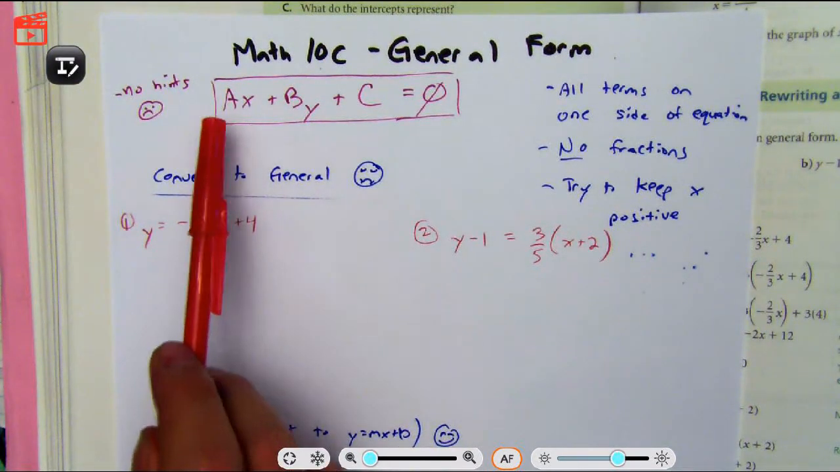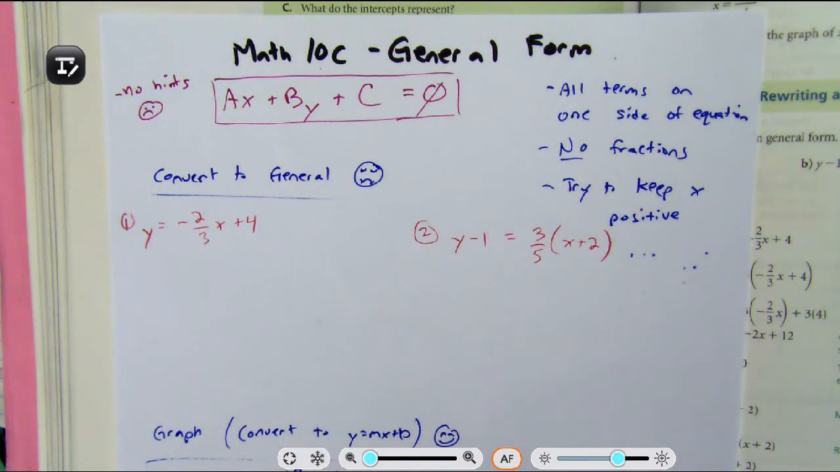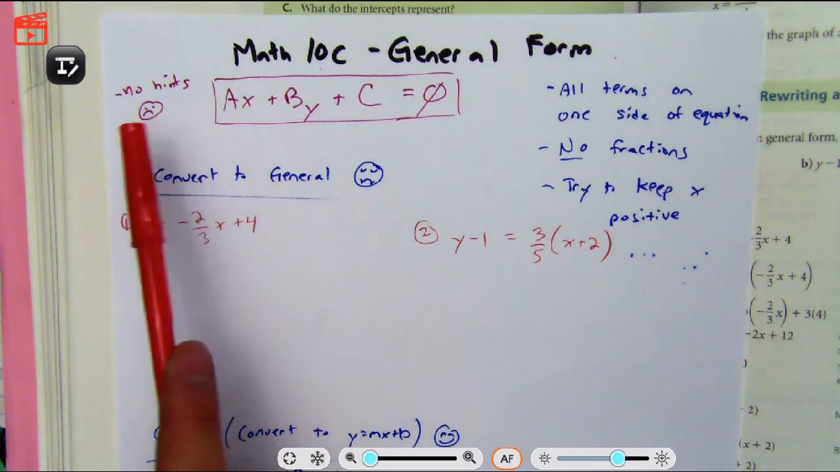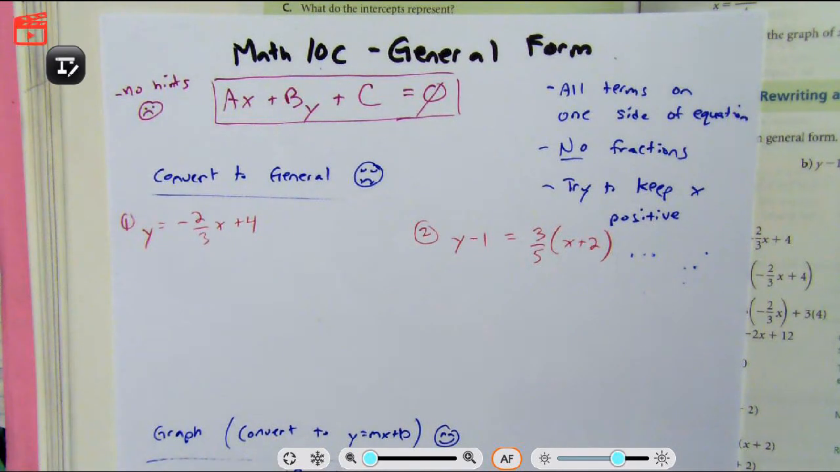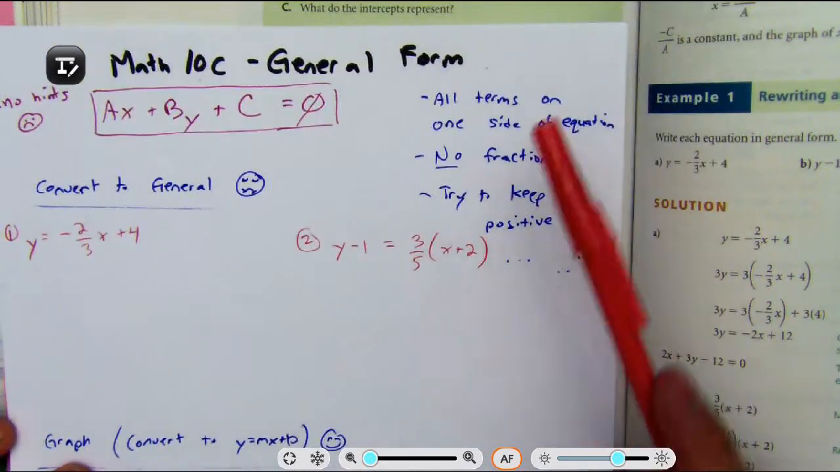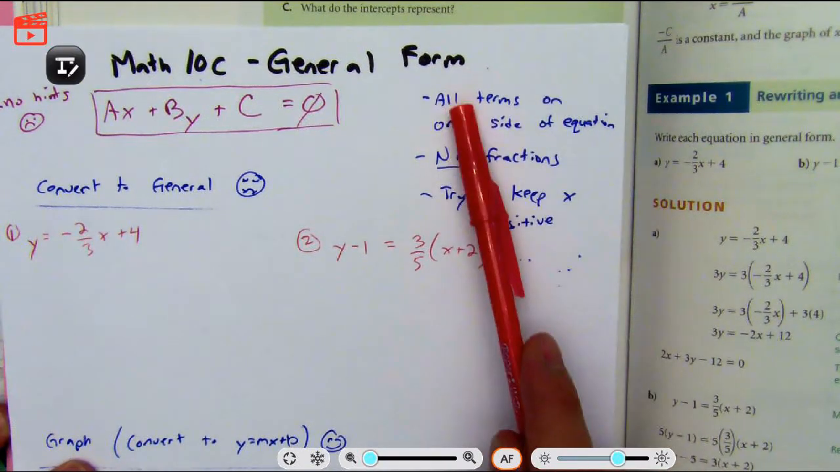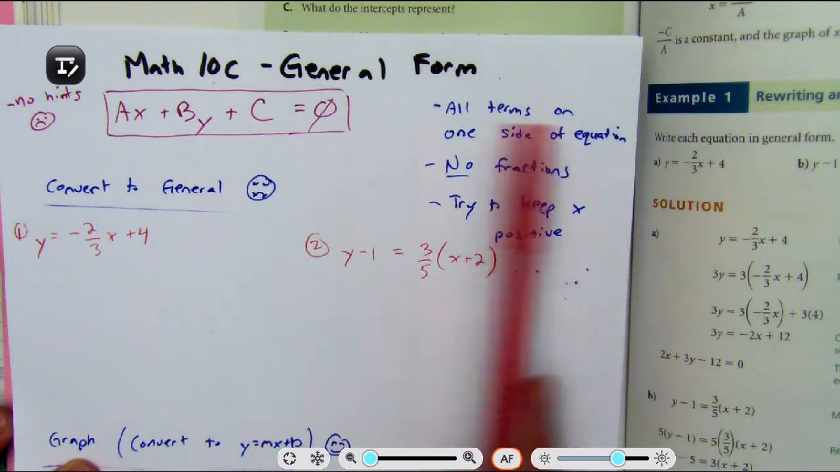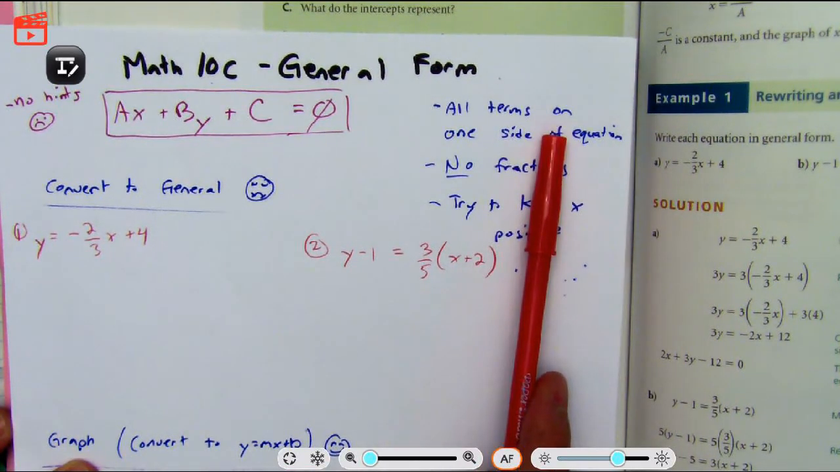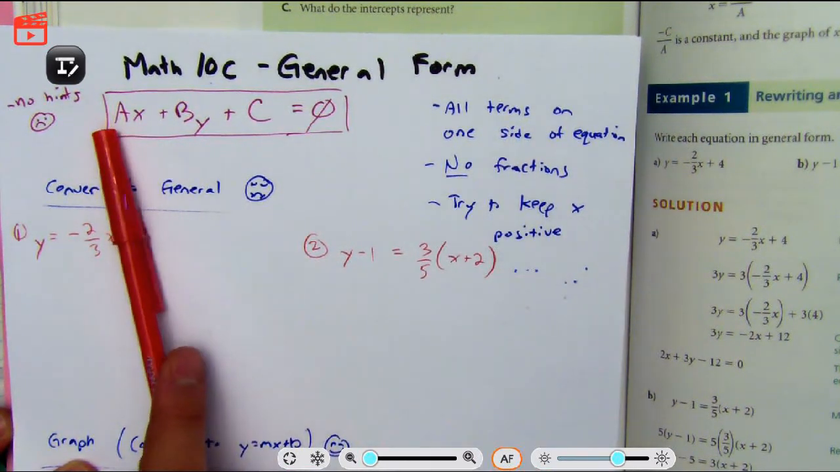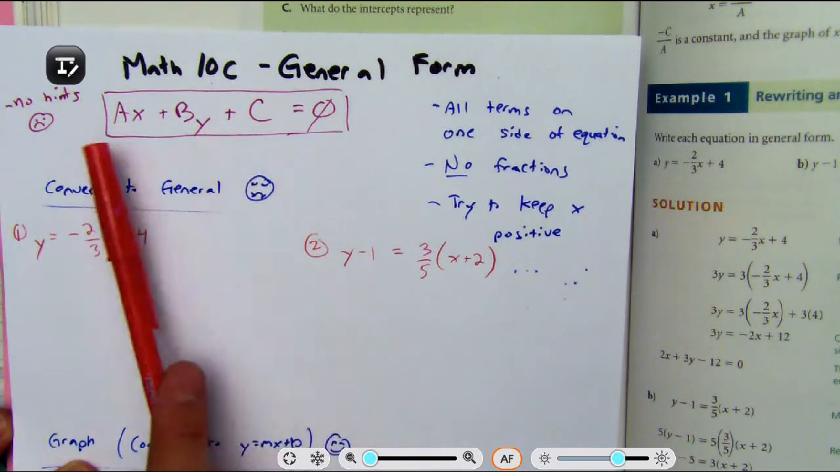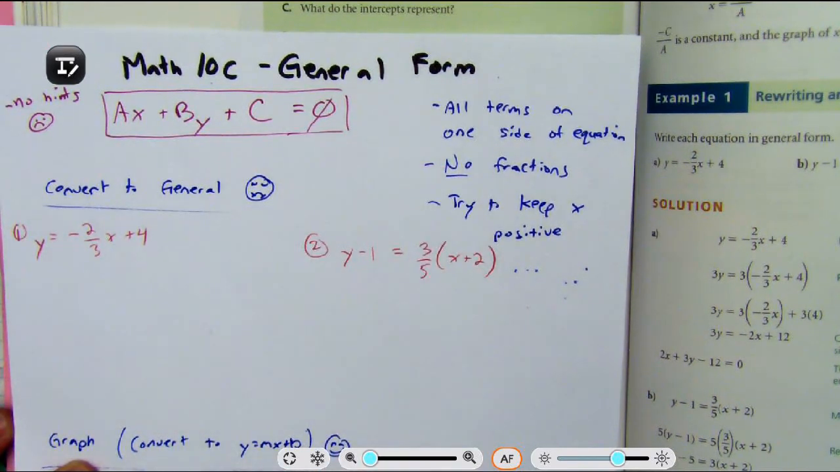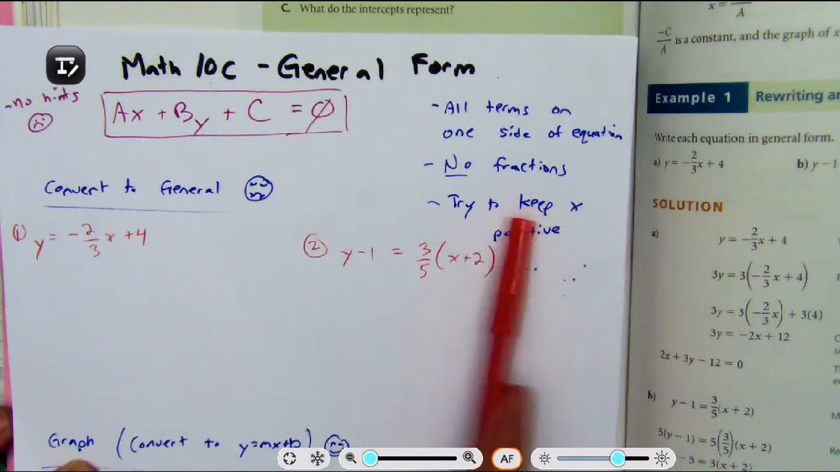Alright, so as I said, here's general form. A few things I want to mention about it is they give you no hints, so no slope, no intercepts, no nothing. And notice that for it to be in general form, all terms, your x term, your y term, and your constant, are going to be on the same side of the equation. There are going to be no fractions, so the a, the b, and the c, the numbers, are never allowed to be fractions. They have to be whole numbers, or integers, I should say. And then you try to keep your x value positive.